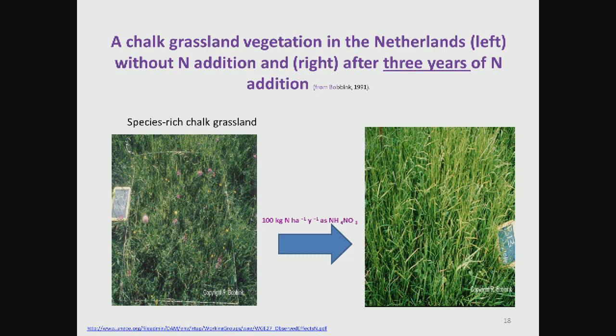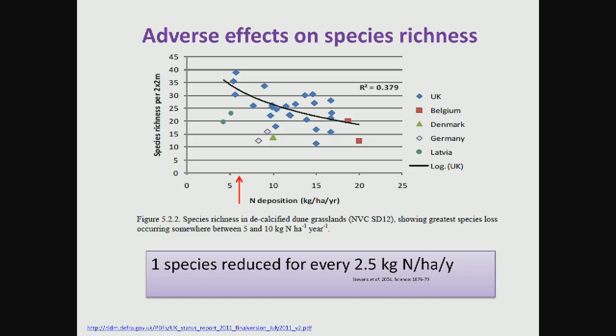3 years. And then you can look at nitrogen deposition. So remember I mentioned 5, 10, 15, 20. A lot of ecosystems can survive 15 to 20. Some of the more sensitive ones, 5 to 10. And if you look at these dune grasslands, you can see as the nitrogen deposition increases, the number of species that you find decreases.